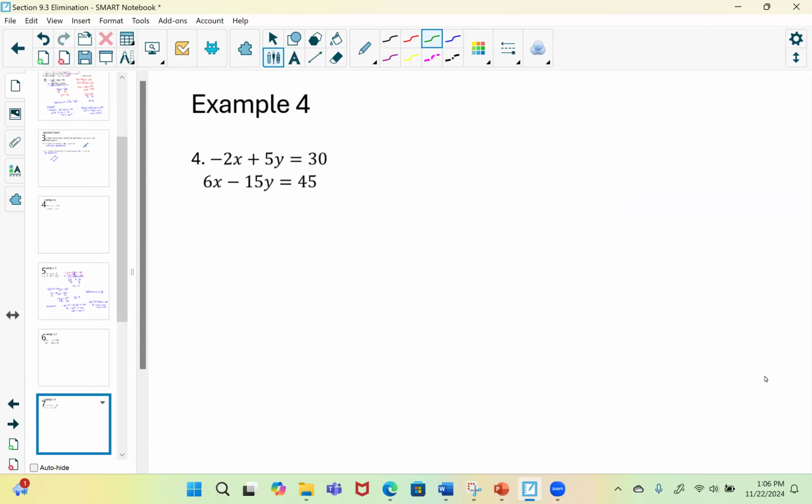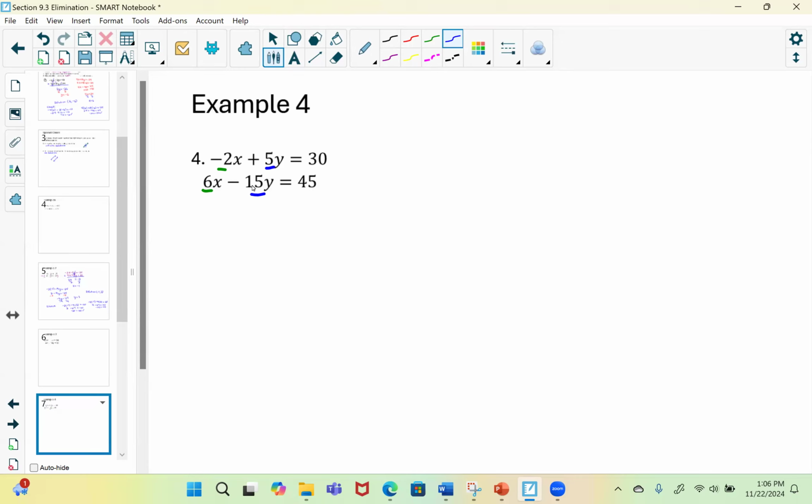And the second step is either x or y, one of the variables has to be the same number but opposite signs. And if I look, neither of them. I have a 2 and a 6. I have a 5 and a negative 15. So it doesn't matter which one I change. I want to multiply one or both of these equations by a number to get the x's or the y's to be the same number, opposite sign.